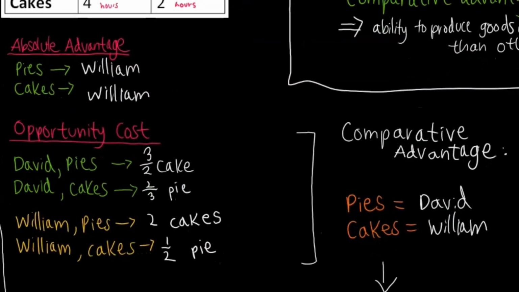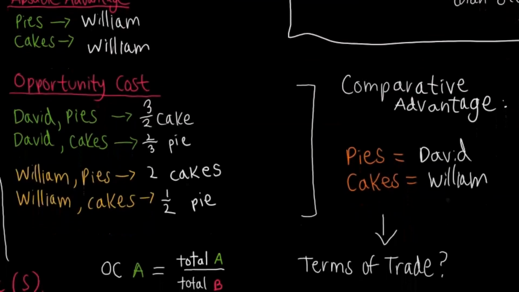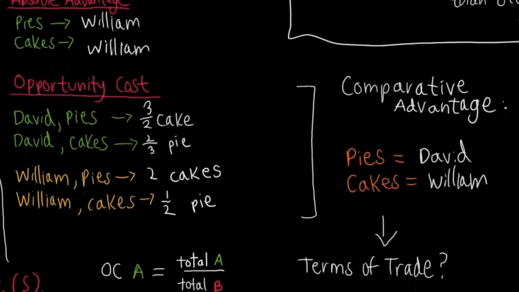So who has a comparative advantage? Let's see, pies. If David produces 1 pie, he gives up 3 halves of a cake. William, on the other hand, if he produces 1 pie, gives up 2 cakes. So clearly David is able to give up less for producing 1 pie. And the other guy, what does he have an advantage in? He has an advantage in cakes. If David produces 1 cake, he gives up 2/3 of a pie. William only gives up 1/2 of a pie for producing 1 cake. William has the comparative advantage in terms of producing cakes.